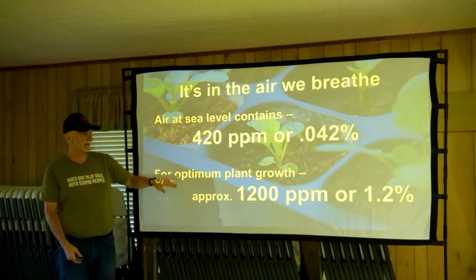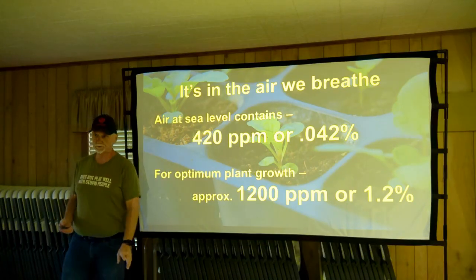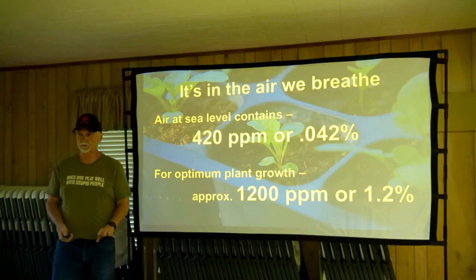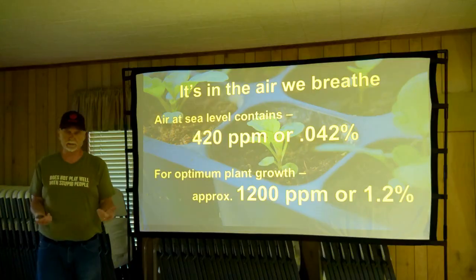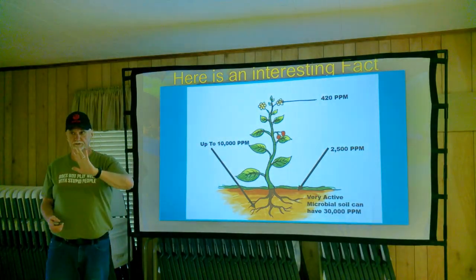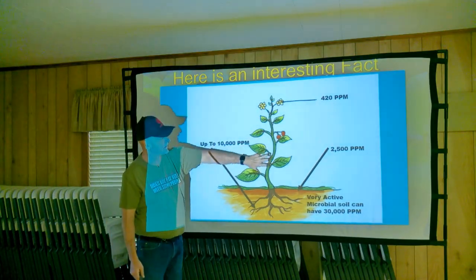For optimal plant growth, you need 1,200 parts per million, or 1.2%. There's not enough carbon dioxide at the ground to feed plants what they need. So how does the plant get it? Well, here's where it shows this. This is interesting. You have 420 parts per million up in the top part of the plant.